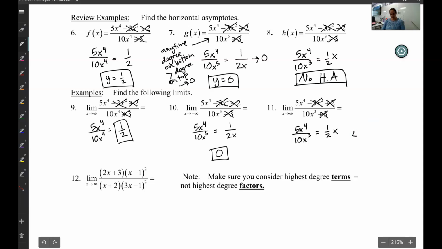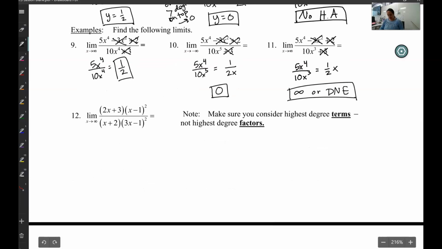So I think about this in terms of plugging a really big number in for x. 1/2 times 1 trillion. It's getting closer and closer to infinity. Or you can just say it does not exist. The limit is not going to exist because it's going to keep getting bigger and bigger and bigger.